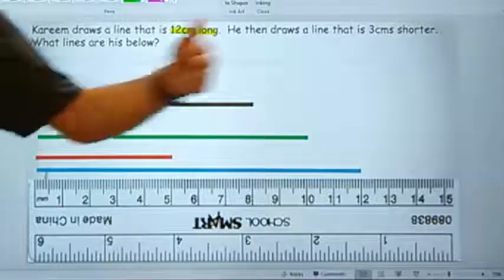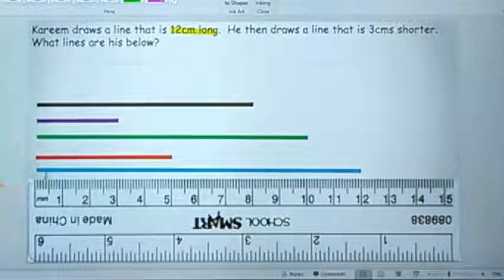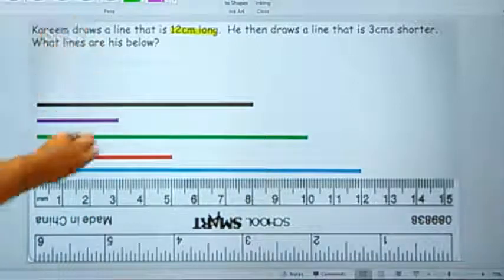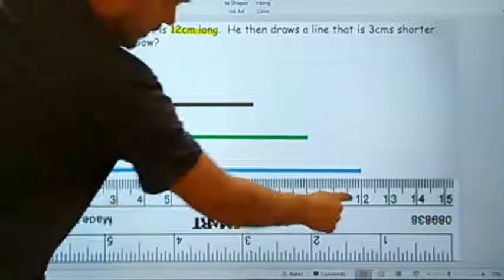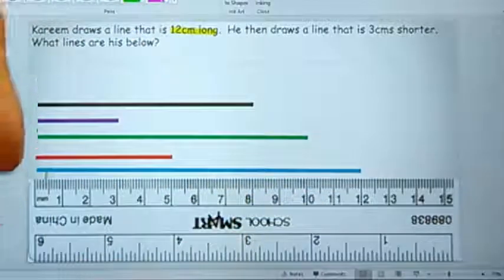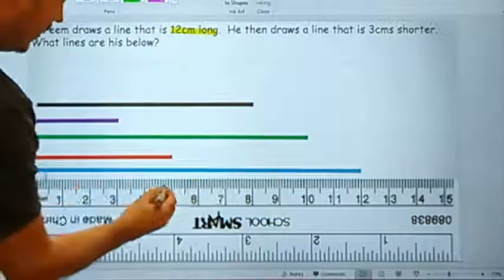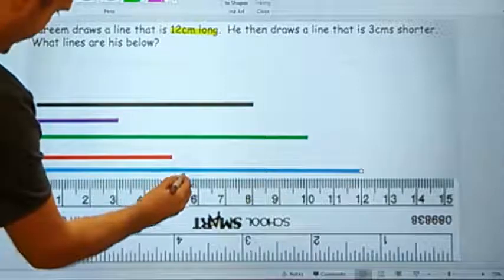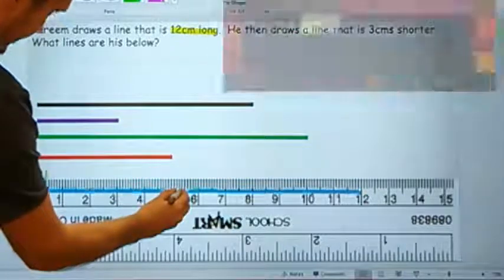He has one line that's 12 centimeters. I'm going to go ahead and find that one first. Okay, so let's find his 12 centimeters. Well, I know 12 centimeters is way out here, so it's going to be a pretty long line. This blue line looks like it's the longest, so I'm going to try the blue one first. Let's slide that one down there.